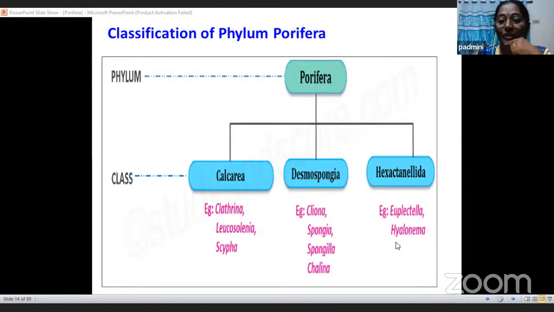In our museum, when you come for the practical classes to Ambedkar Open University, you will be seeing all these specimens. We have different types of specimens in our college, so you can just have a look at them. Did you start with your practicals?